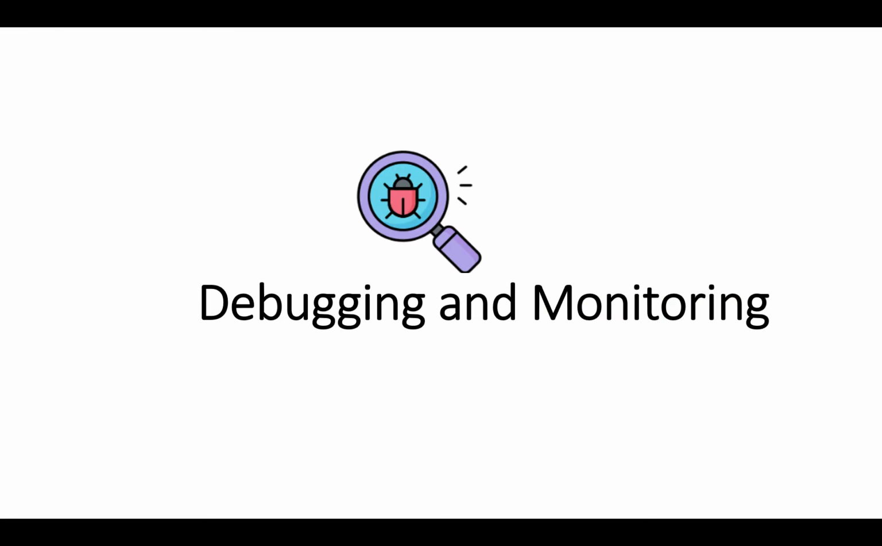Okay, so we spoke about some of the advanced concepts in Spark. We spoke about how to do tuning and optimization. Now we will talk about debugging and monitoring. This is also a very, very important aspect, because if we can effectively and efficiently debug and monitor our programs, then we can make them more performance efficient.